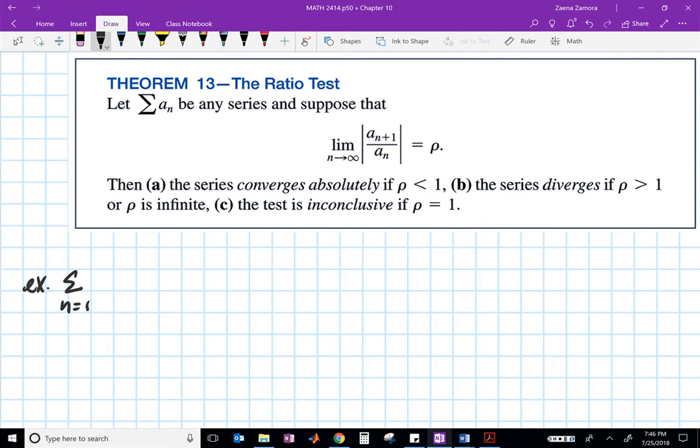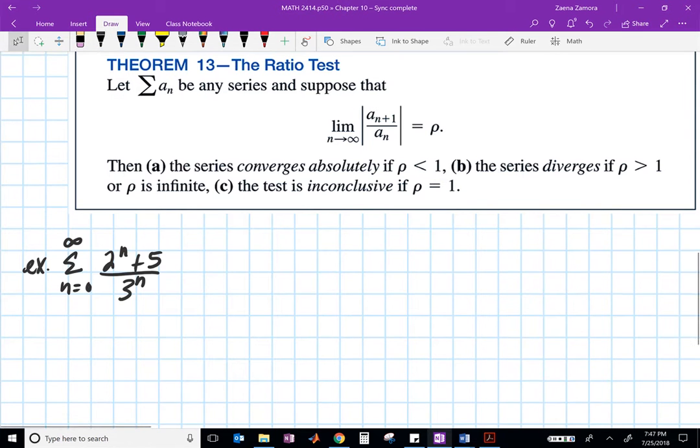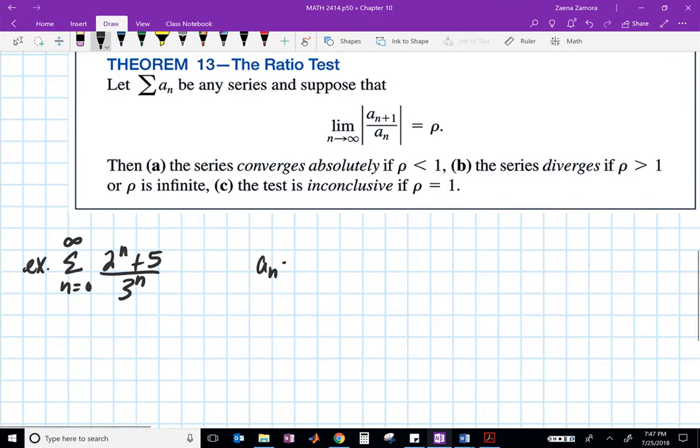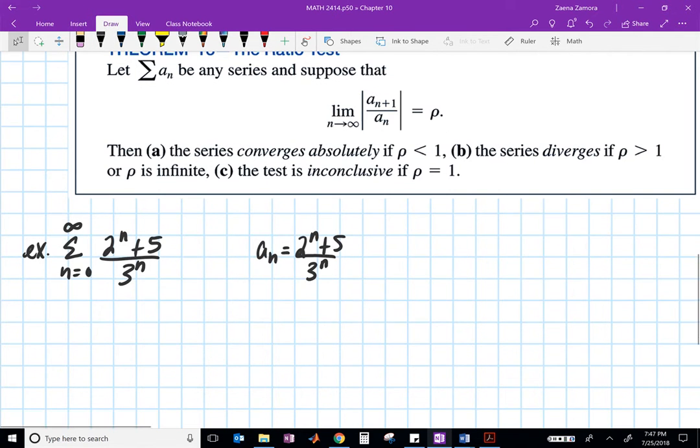All right, so the series is the sum from n equals 0 to infinity of (2^n + 5) divided by 3^n. All right, so a sub n is (2^n + 5) divided by 3^n.